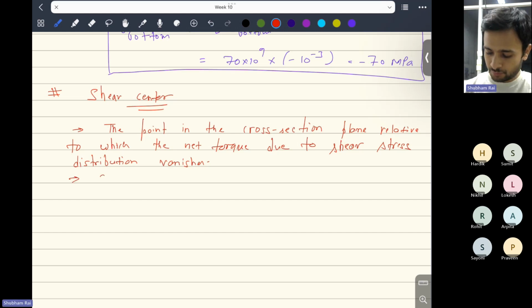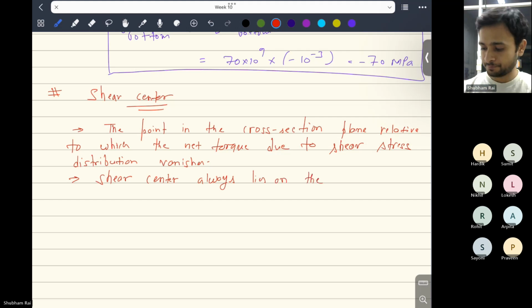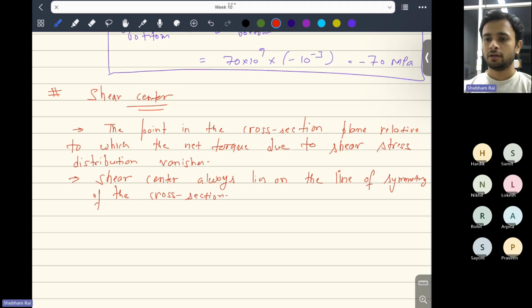Now there's one more note here. The shear center always lies on the line of symmetry of the cross section. So if you have a symmetrical section, it will always lie on the line of symmetry of the cross-section. Okay, so let me write down the question.